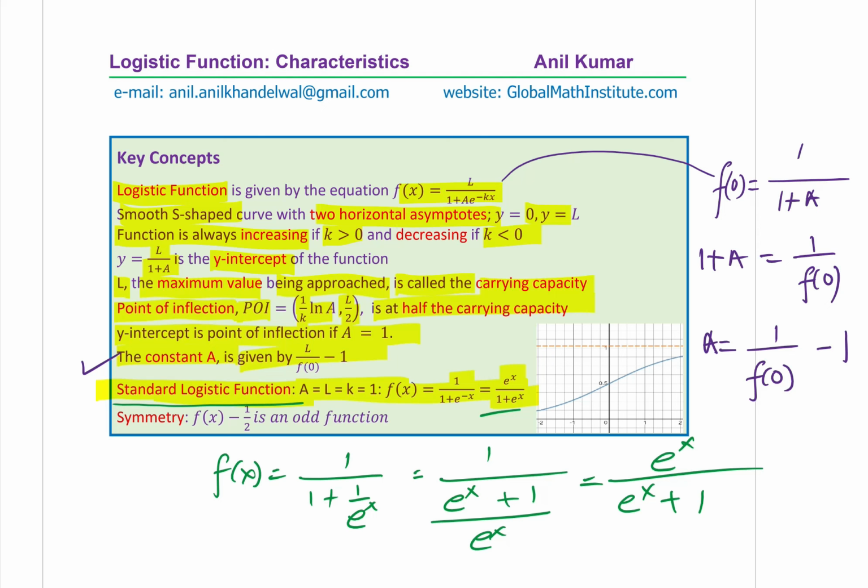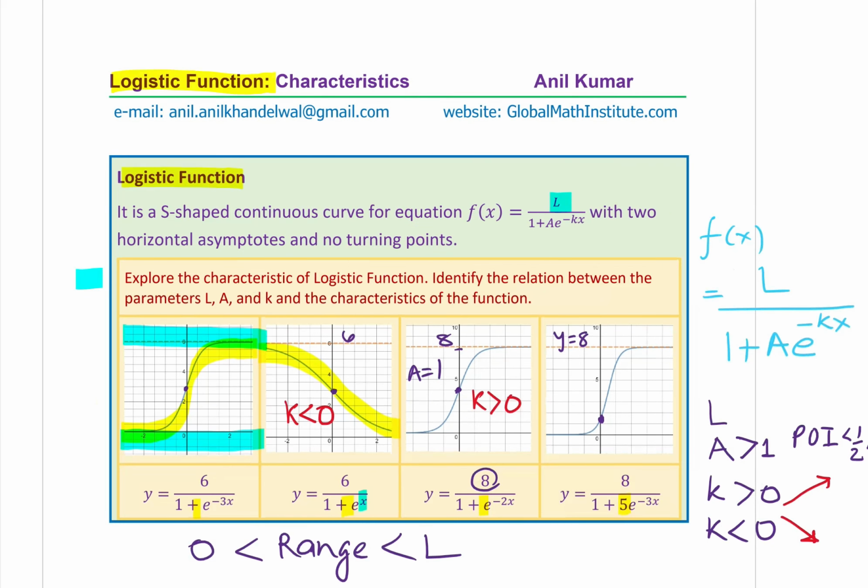Another important thing which you notice here is about the symmetry. You will notice that f of x minus half is an odd function. So it has odd symmetry when you shift to this particular point, right? So if you see from this point of view, it has the odd symmetry when you translate your function to the point of inflection. Does that make sense to you, right?